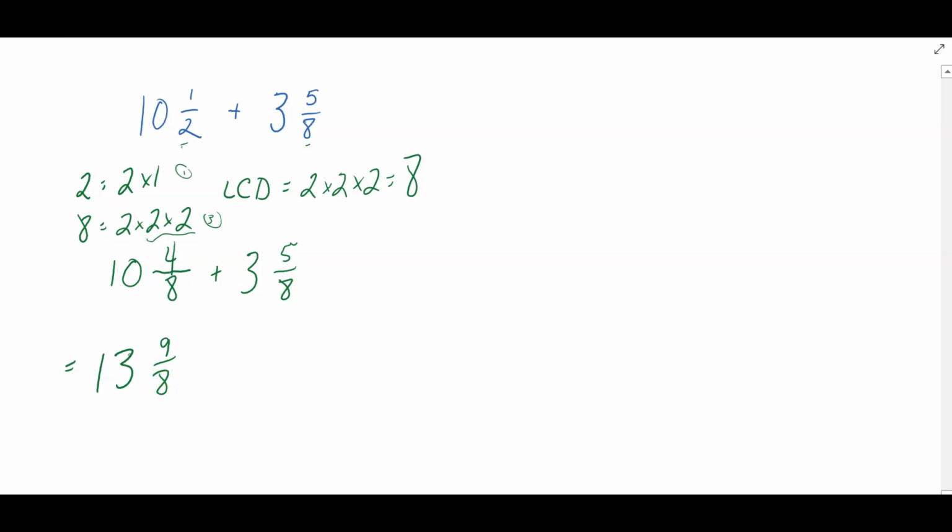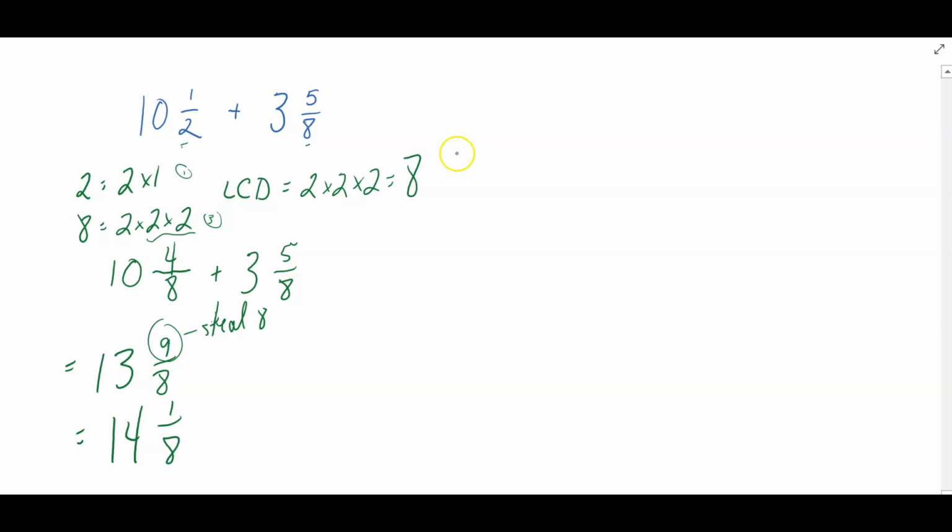Well, generally we wouldn't leave it like this because 9/8 is actually 1 1/8. So if I steal from here, I'm going to steal 8/8, which leaves 1 over. If I steal 8/8, that increases this to 14, and we're left with 1/8. We want to add to that. Oh no, sorry, that's been added already. So 14 1/8.